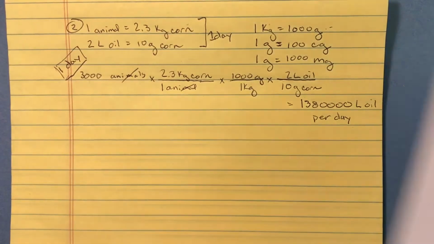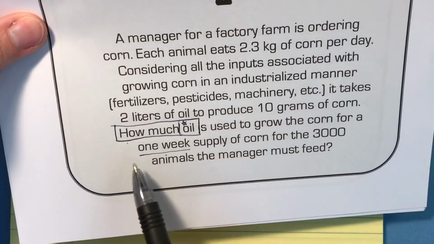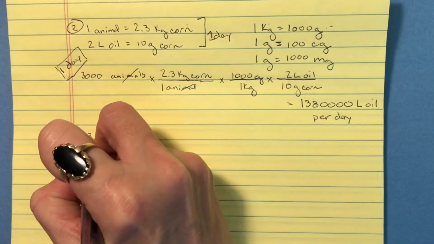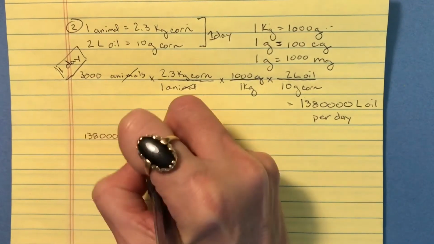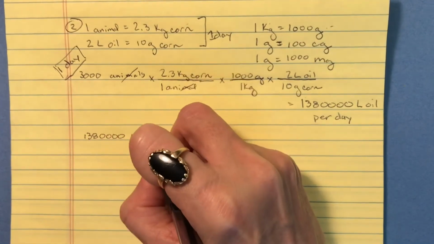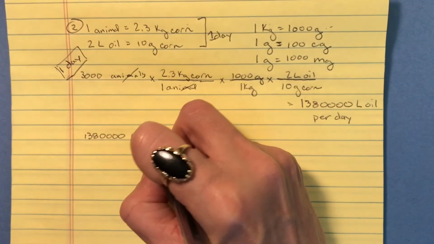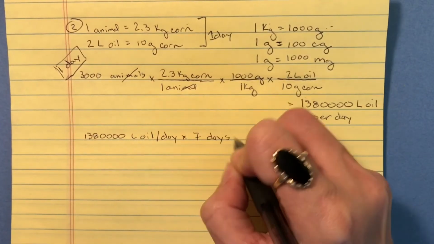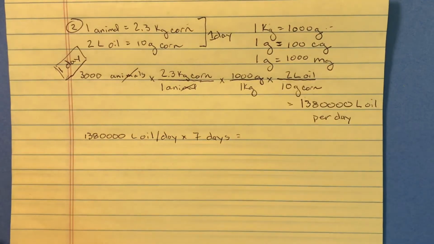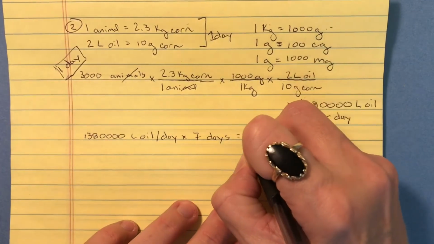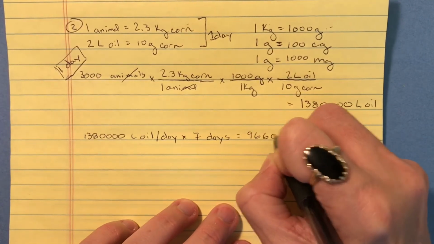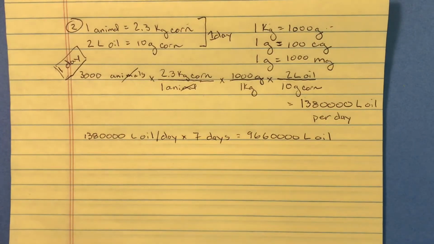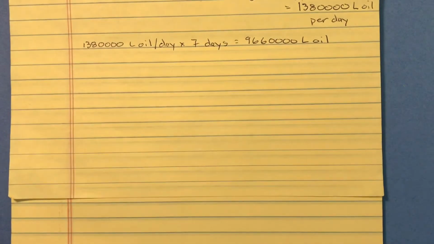All right, so next problem is, okay, not the next problem. So you go back and check and you're like, I did the math, but here's the problem. It's 1 week. So what you have to do is take 138,000 liters of oil, and that is per day, times 7 days, because that's a week, and you get this answer, 966,000 liters of oil. Hooray, we did it. All right, so let's go ahead and move on to the next problem.